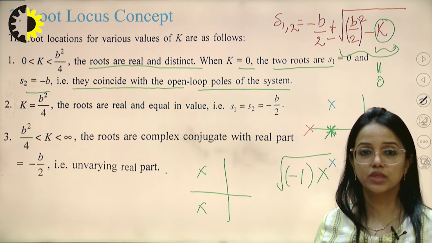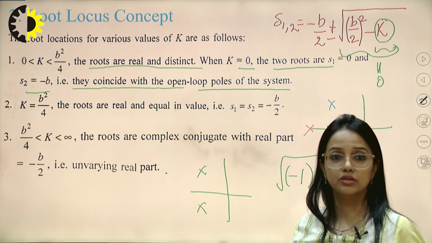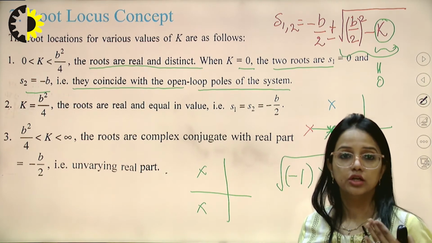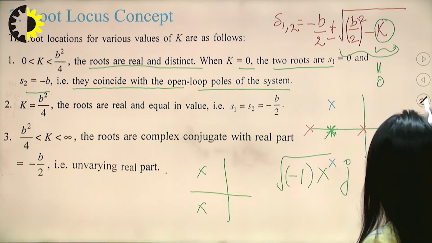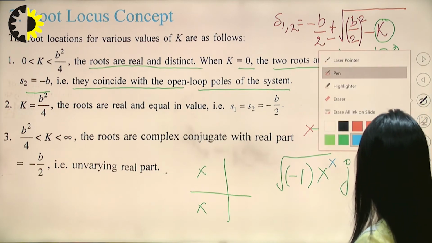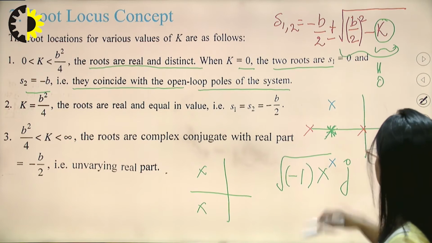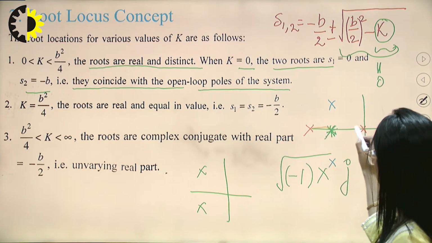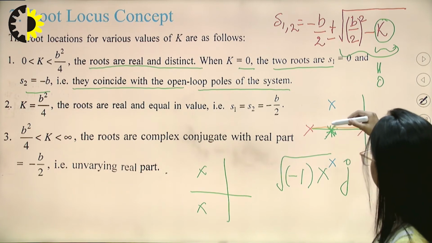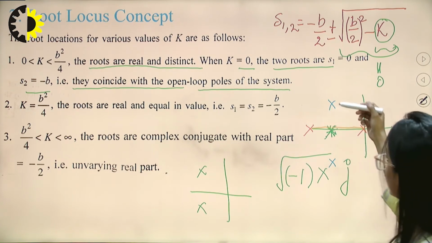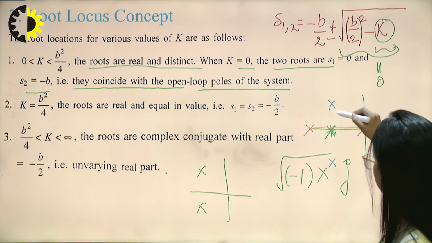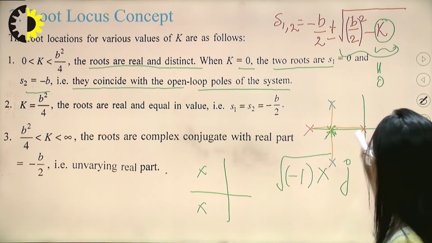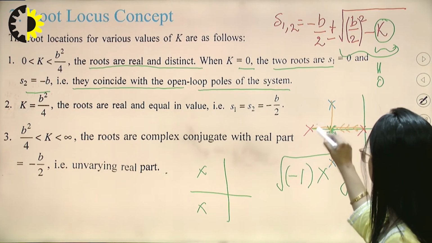So the position of roots is changing. So let's draw a loci of the position of poles. And I will take some other ink. Let's say I'm taking this orange. So from k equals 0, it's starting here. At k equals b square by 4, it comes here. And then one pole will go here, another pole goes here. So can I draw it like this?